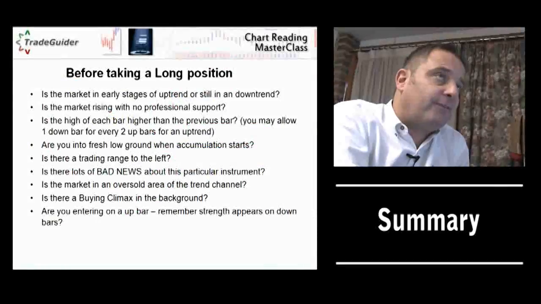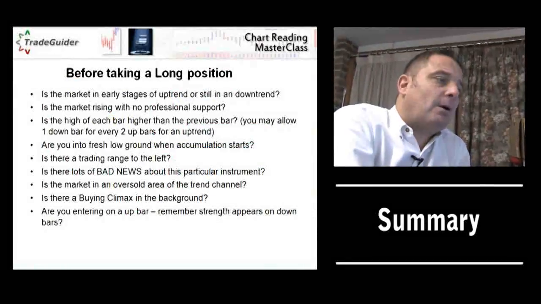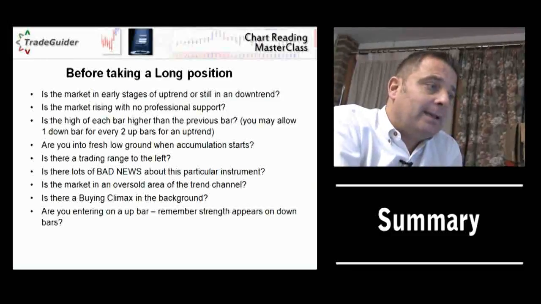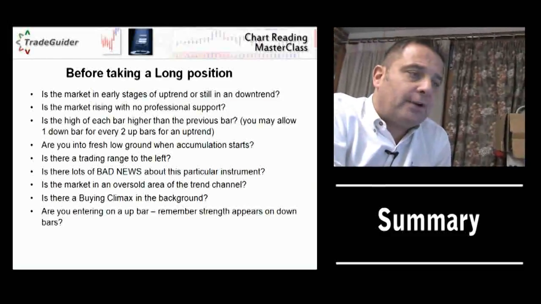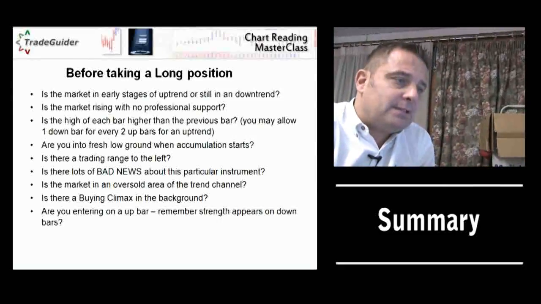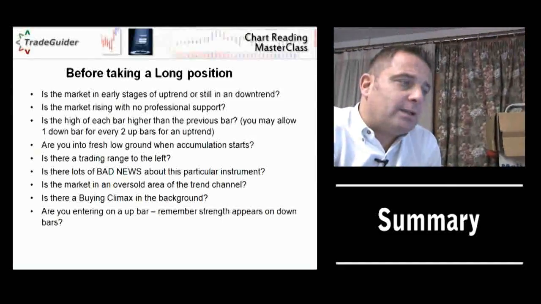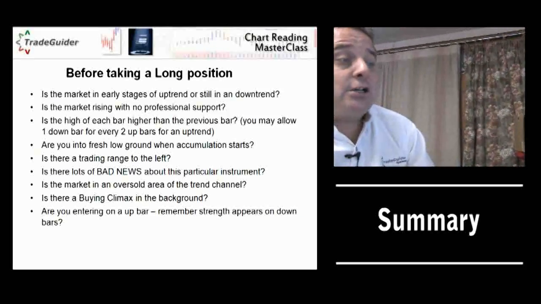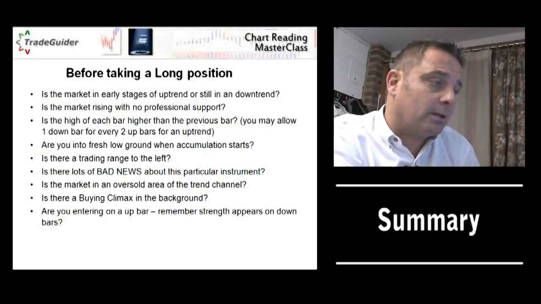So, in summary, before you go long, is the market in the early stages of an uptrend, or is it still in a downtrend? Is the market rising with no professional support? Is the high of each bar higher than the previous bar? Remember, you may allow 1 down bar for every 2 up bars for an uptrend. Are you into fresh low ground when the accumulation starts?